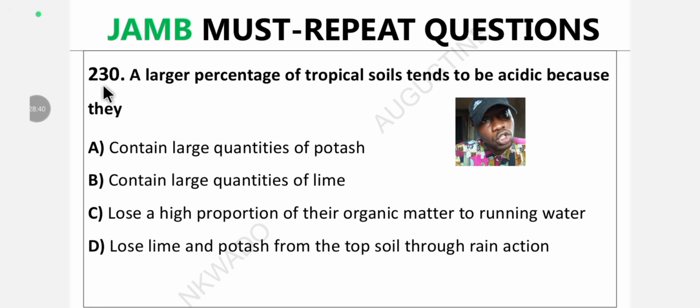Question 230. A larger percentage of tropical soils tend to be acidic because they what? A. Contain larger quantities of potash. B. Contain larger quantities of lime. C. Lost a high proportion of their organic matter to running water. D. Lose lime and potash from the topsoil through rain action. What's the answer? Give me the answer in the comment section, my scholar.